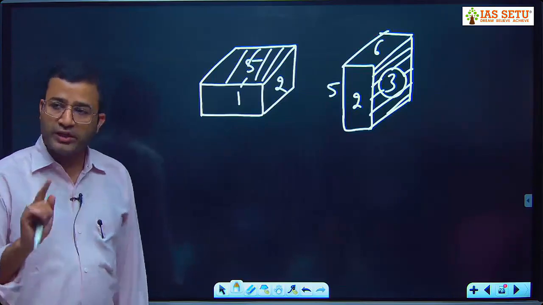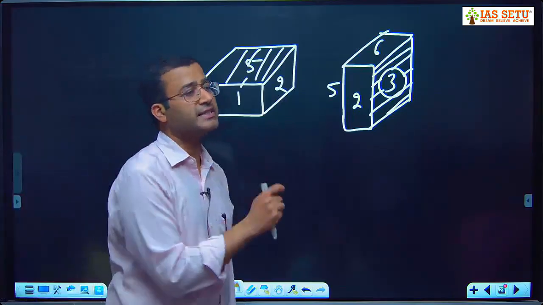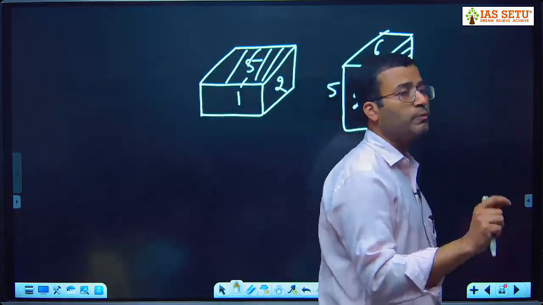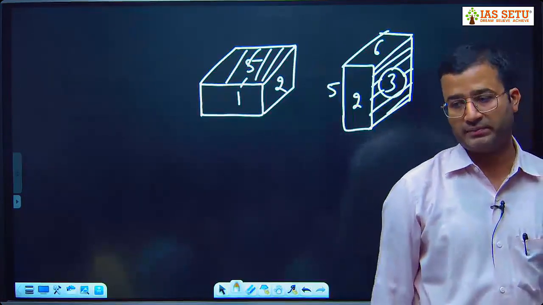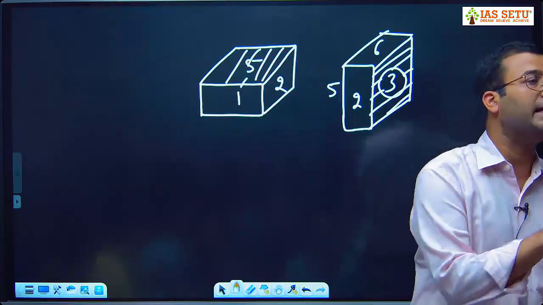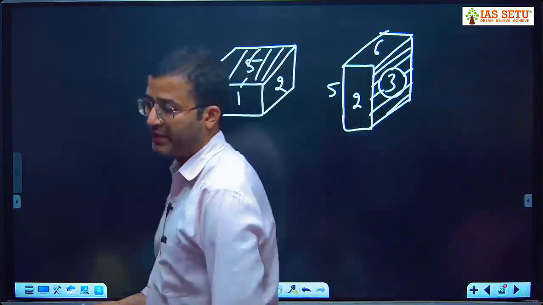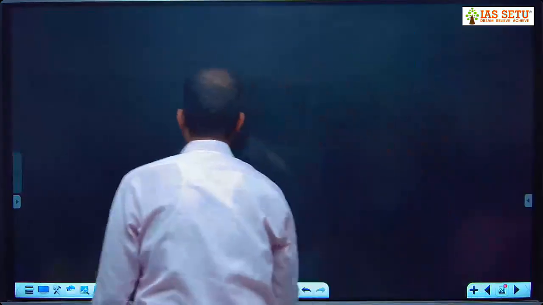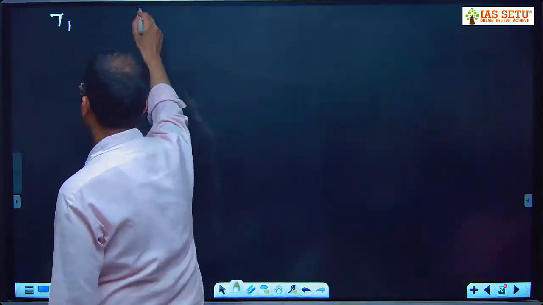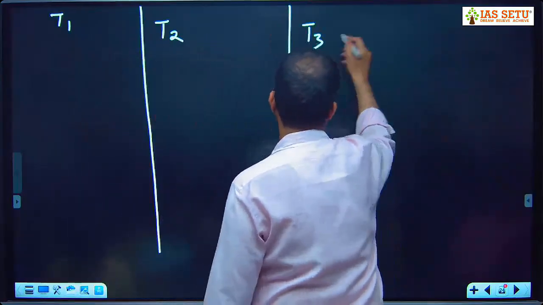But in cuboid there is one more extra point that opposite faces they have exactly same area. Cube में क्या problem है? Cube में all the 6 faces have same area. You can't check area in case of cube because all the 6 faces they have same area. Okay. Now here type 1, type 2, type 3, type 4.